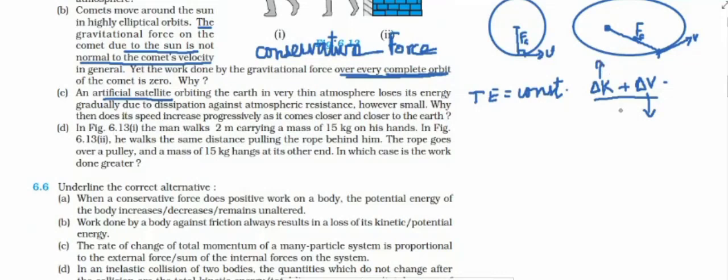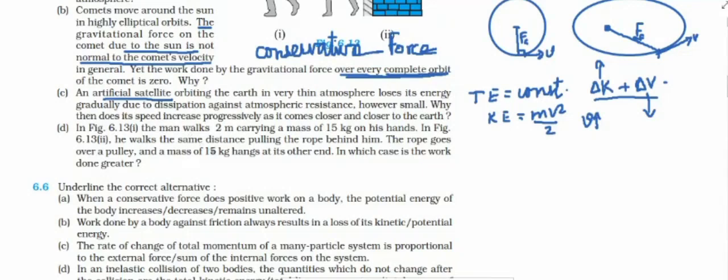So when the satellite approaches close to the Earth, height decreases, potential energy decreases, so kinetic energy increases. And the kinetic energy formula, you know, is half mv square. So kinetic energy increases means which quantity increases? When kinetic energy increases, the speed v increases. So that is the reason. That's a simple explanation for part C. Now, next, part D.